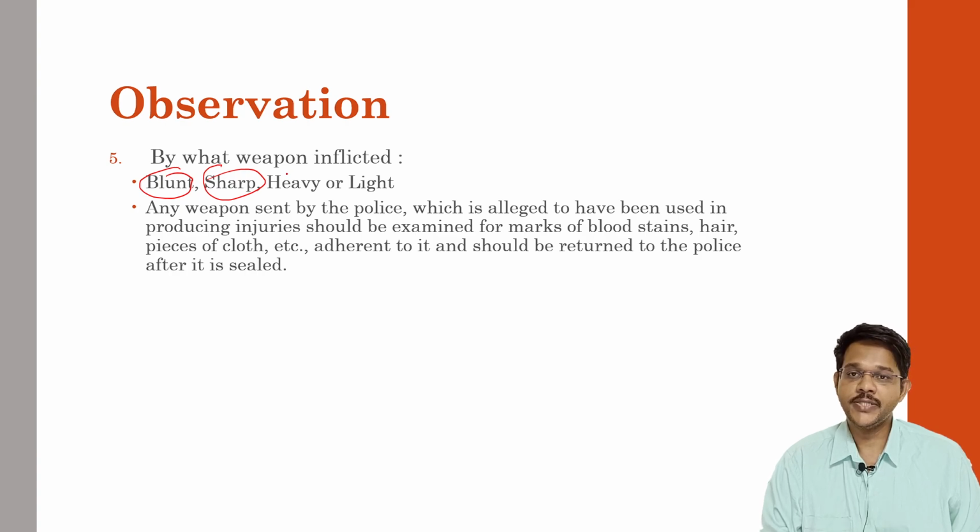You should not mention any specific type of weapon, like it was a Rampuri knife, it was an axe, or it was a chopper. You have to just mention whether it was a blunt weapon or a sharp weapon, or like a heavy sharp weapon, heavy blunt weapon, like that. You never mention the name of a weapon.